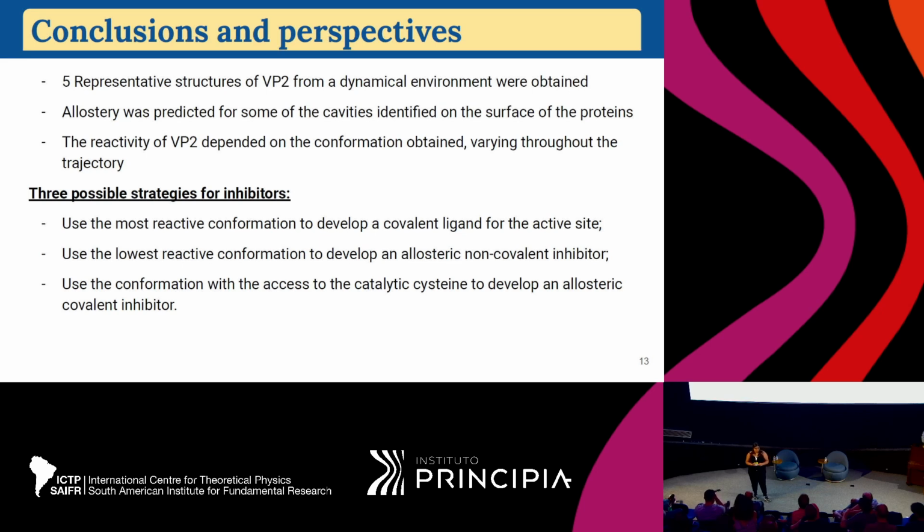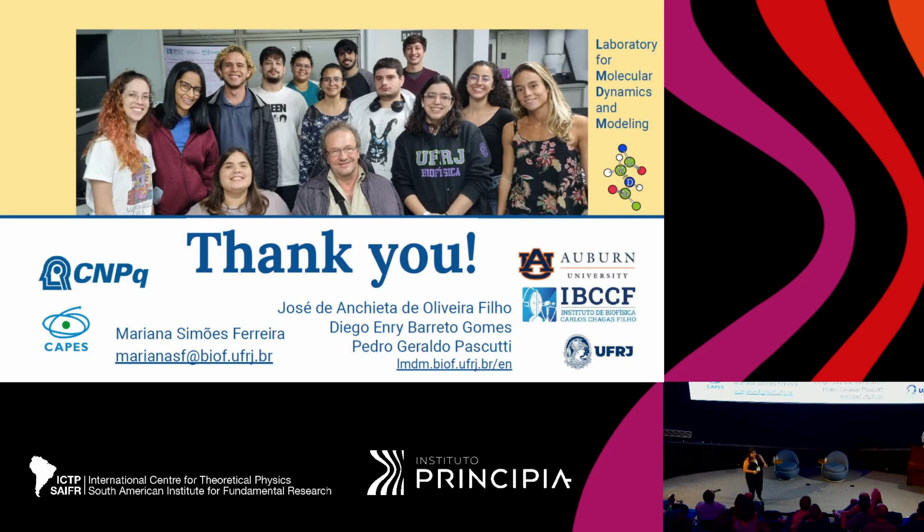The first one is to use the most reactive conformation to develop a covalent ligand at the active site. The second one is to use the lowest reactivity conformation, which has the allosteric site, to develop a non-covalent inhibitor. And also to use the conformation with the access next to the catalytic site to develop an allosteric covalent inhibitor. And thank you very much.